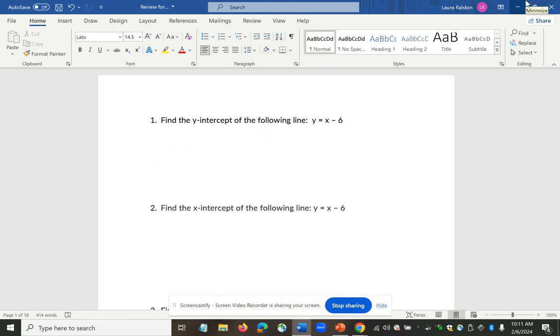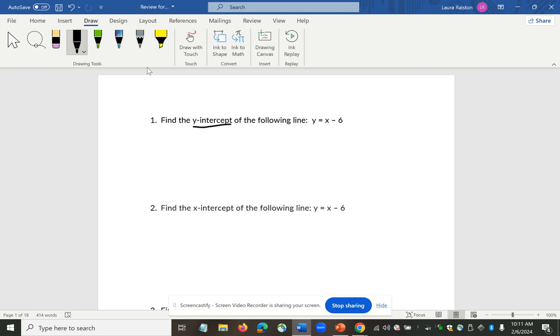Question 1 says find the y-intercept of the following line, and it gives you the equation. First of all, you need to remember that the y-intercept is where the graph crosses the y-axis. So it's called the y-intercept. It's where the graph crosses the y-axis, and we solve for y. So it's y. That's how I remember it.